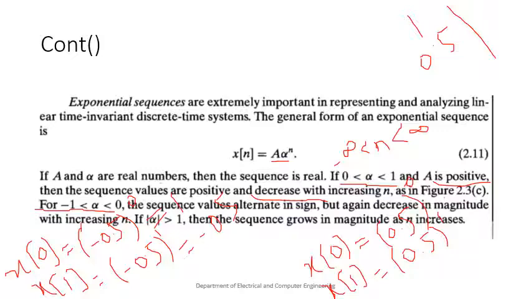Here we have a decreasing sequence for this alpha. Here we have a decreasing sequence with alternating sign. So 1, minus 0.5, and again the next will be 0.25.